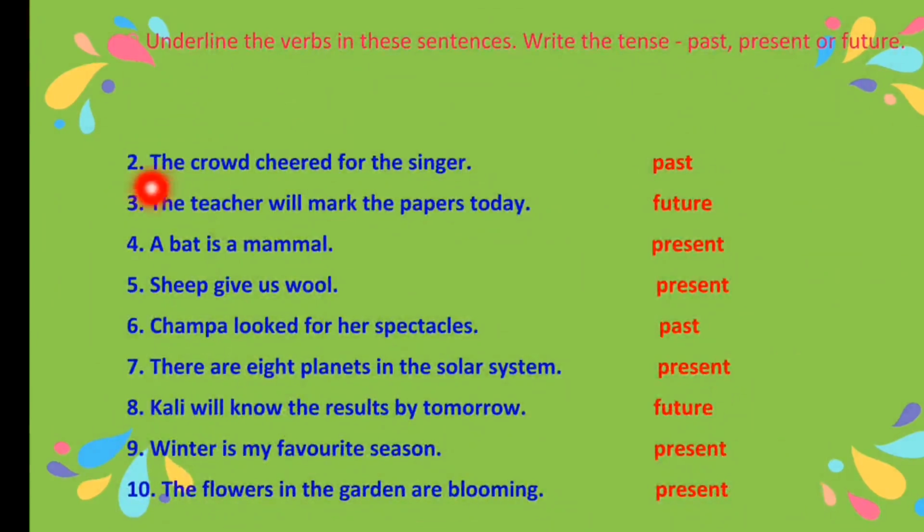Now let us see the second one. The crowd cheered for the singer. The crowd is the subject, cheered is the verb. For the singer we can say is a preposition or adverbial. The crowd cheered. Let us underline the word cheered. It's an ed form, right? It's a V2 form, so it is past tense.